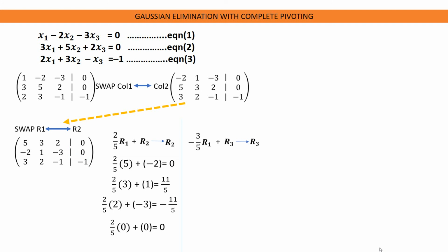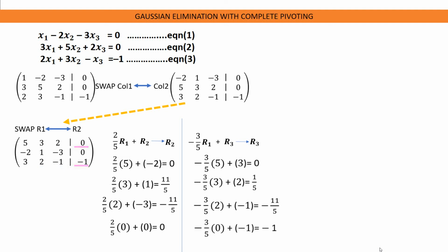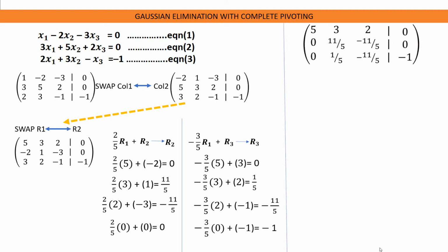Let's put in the corresponding values of R1 and R3 into this relation. 5 and 3 will give us 0. 3 and 2 will give us 1 over 5. 2 and negative 1 will give us negative 11 over 5. 0 and negative 1 will give us negative 1. The matrix after reducing the first column to 0 is this matrix over here.